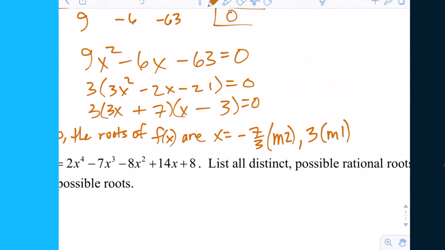So now if we're trying to graph it at negative 7/3, the graph is going to what? Cross, bounce, or wiggle? Bounce. And at 3, it's going to what? Chirp, chirp, chirp, quack, quack, or waddle, waddle? Chirp. It's going to cross, right?